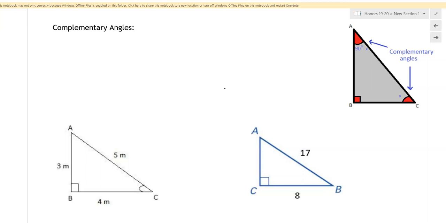The second part of our 2.4, trig ratios with right triangle properties. All right, the next thing we're going to look at is complementary angles.